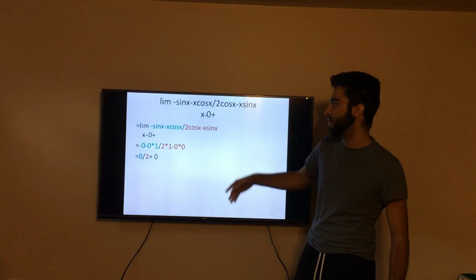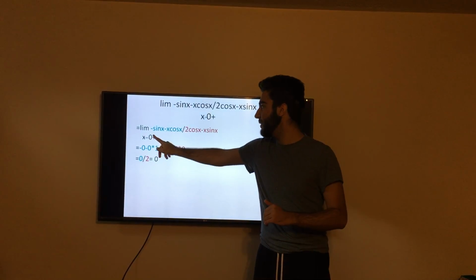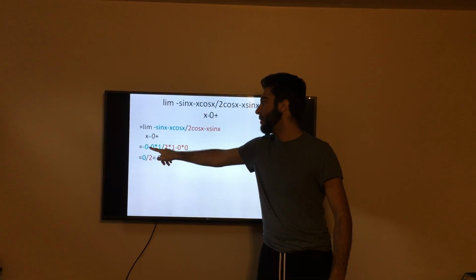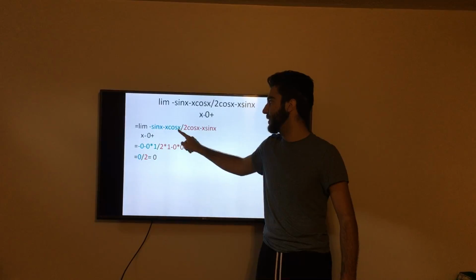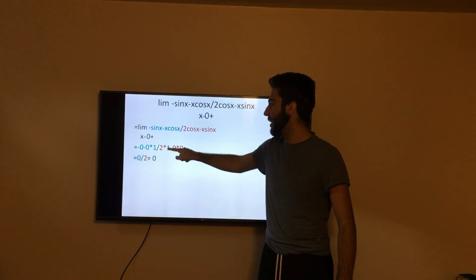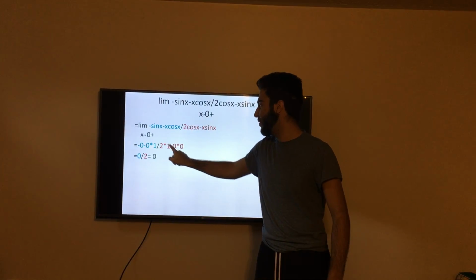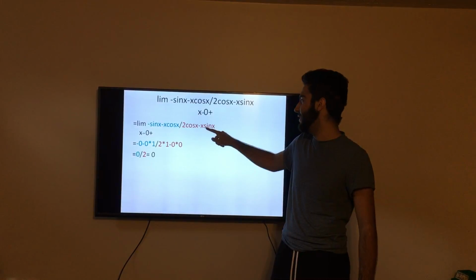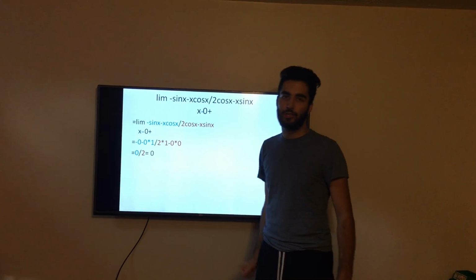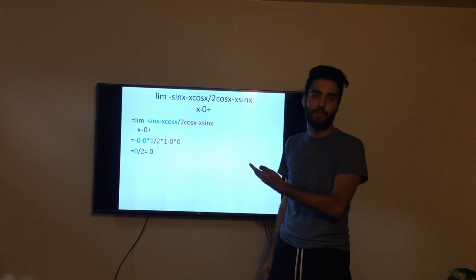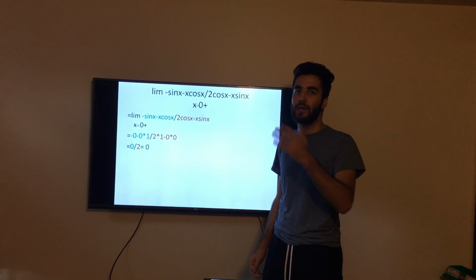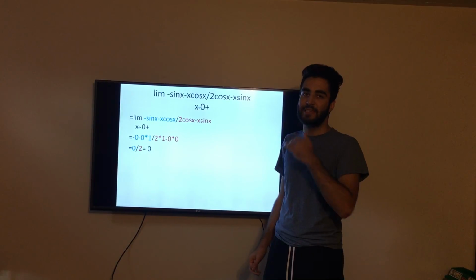Sub in x is equal to 0 from the positive side. When we sub that in, we get negative 0, which is basically 0, minus x turns to 0, and cosine x is 1. And this is the key, important part here: 2 cosine x is 2 times 1, which finally gives us one number, and then x is also 0 again, and sine x turns to 0. So what we get is 0 divided by 2, which is equal to 0. So we got our limit here: the limit as x goes to 0 from the positive side of cotan x minus 1 divided by x is 0.